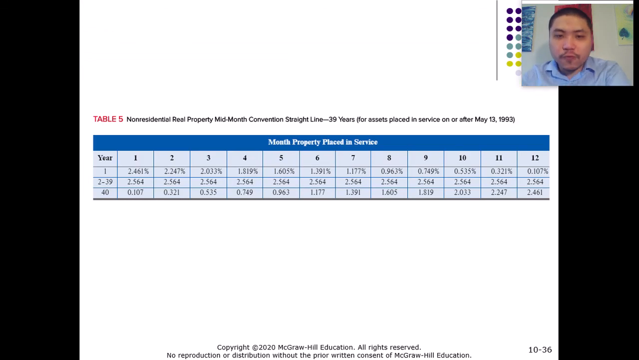This is a table for non-residential properties that are placed into service after May 13th of 1993. It looks much simpler, much easier. Again, depending on the month, we select the column, and depending on the year that we're trying to calculate the expense, then we select the correct rate.